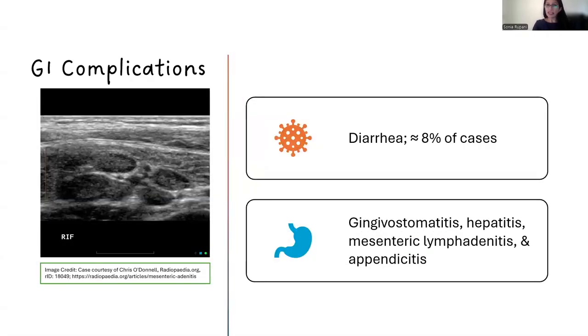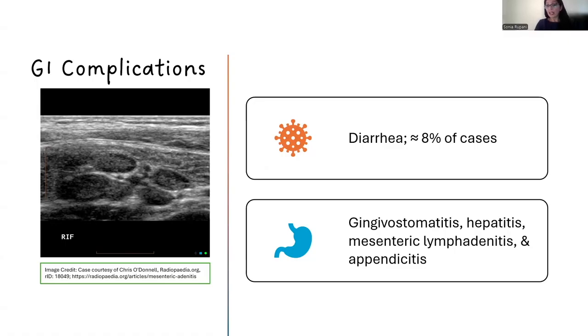Some GI complications we see, we spoke about diarrhea. About 8% of the cases will have diarrhea. Now imagine if a child, and we said more cases are seen in children, has diarrhea and they also have gingivitis, another complication we see. Now they cannot eat or drink. That leads to dehydration and makes recovery more challenging, especially in places where there's not enough resources. We can imagine how difficult it would be if the patient has diarrhea and gingivitis and so on.